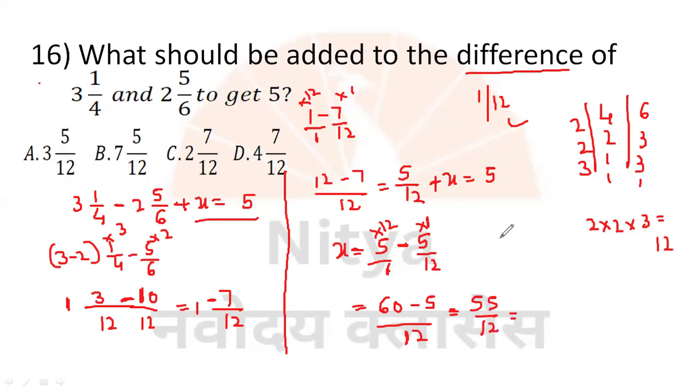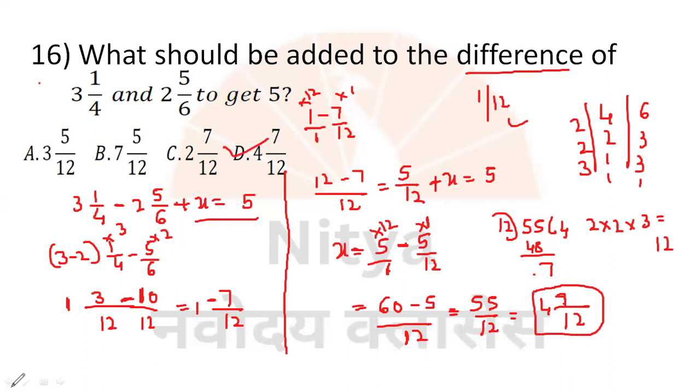Okay. And these are the improper fractions, so you have to convert it into a mixed fraction. In mixed fraction, how do we convert? 12 fours are 48. Remainder is 7. So 12 4s are 48 plus 7. So this is the answer. So 4 and 7 by 12. Option number D is the answer. Okay. Next.